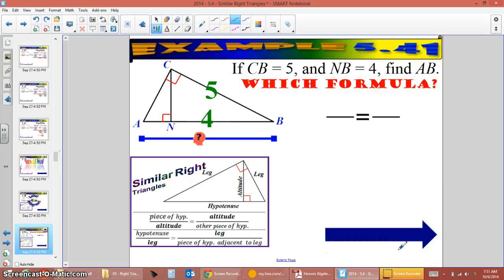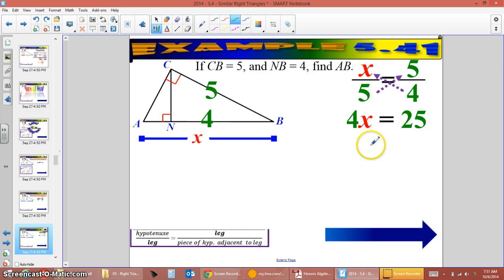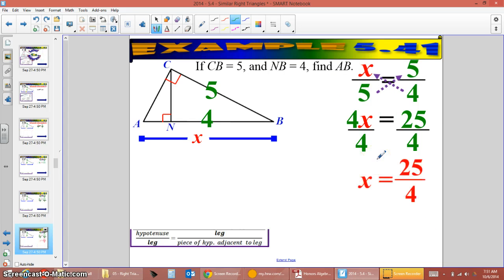I label the diagram. CB equals 5. Got it. NB equals 4. We're looking for the entire hypotenuse, so that means that this little piece over here is the whole thing minus 4. I plug those in. I don't know what my whole hypotenuse is. I've got this is 5s and this is 4. Notice how I have a leg. That means I'm using the leg formula, which calls for the whole hypotenuse. So I don't have to worry about the x minus 4 situation. I cross multiply, I divide 4 over, and I end up with x equals 25/4.